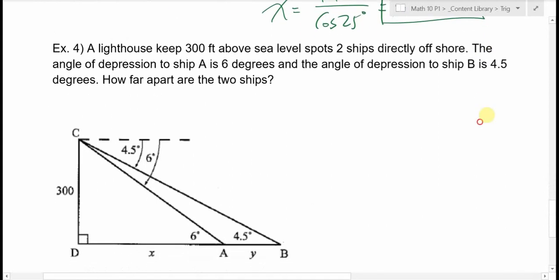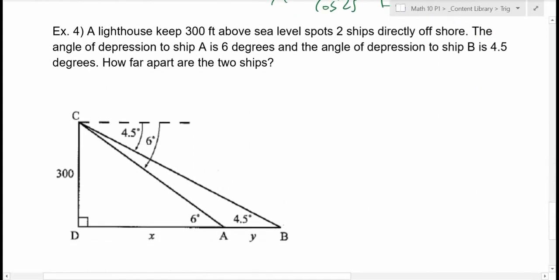Okay, last one. Give it a try. I'll read the question first. A lighthouse keeper, 300 feet above sea level, spots 2 ships directly offshore. The angle of depression to ship A is 6 degrees. The angle of depression to ship B is 4.5 degrees. How far apart are the 2 ships?